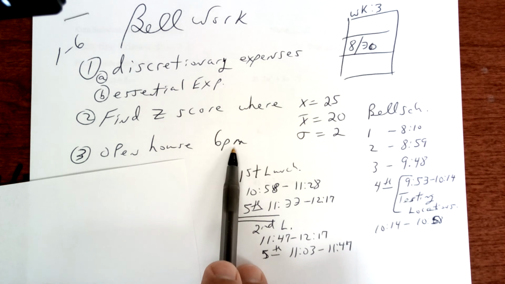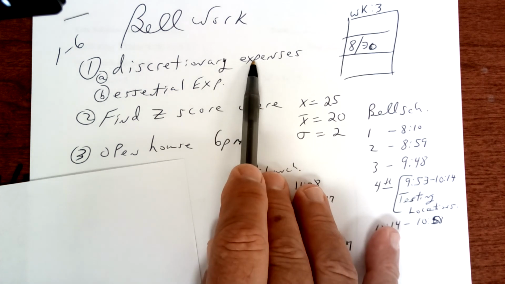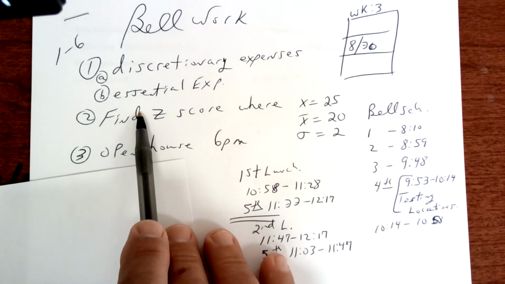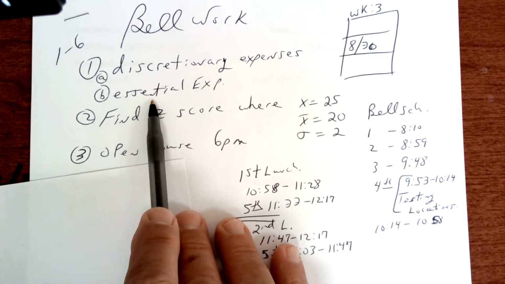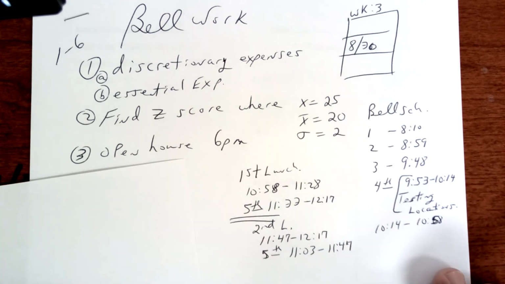What is discretionary expenses? That's optional, stuff you don't need, but maybe stuff you want. Essential is stuff you have to have. It's essential. All right, this one right here says find the z-score.